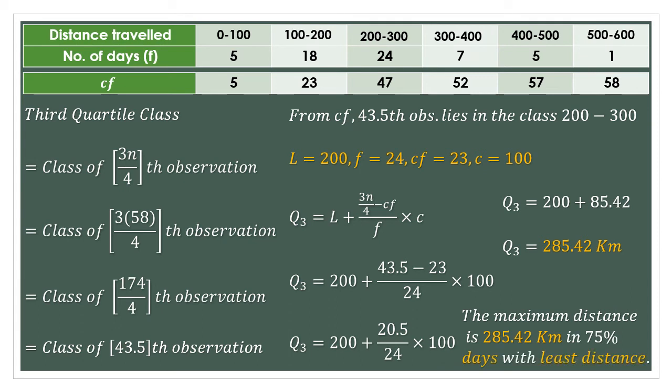days with least distance. Okay, so we are talking about the third quartile here. So the third quartile depicts 75% of the observations. So 285.42 is the maximum distance among the 75% days with the least distance traveled.